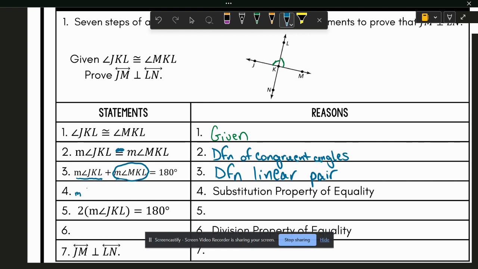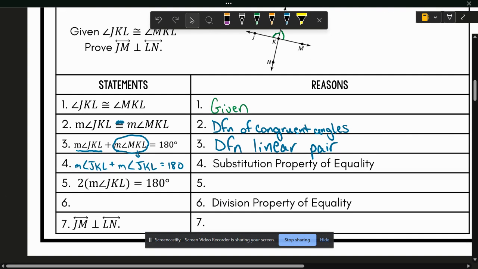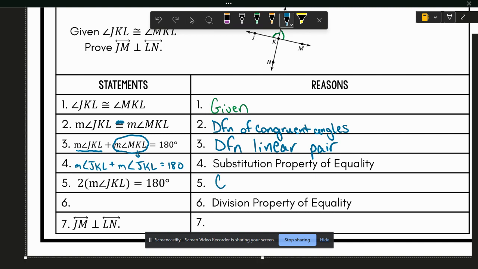Could we maybe say measure of JKL? You guys are going to think this is funny, but couldn't we also just say that this was also the measure of JKL equal to 180? Because now that we've substituted it in, now we have 2 times the measure of JKL. Yeah, that's what I was trying to say. I said the wrong word, but I was trying to say split. Gotcha. Okay. So now that we've combined them, that would be something called combining like terms.